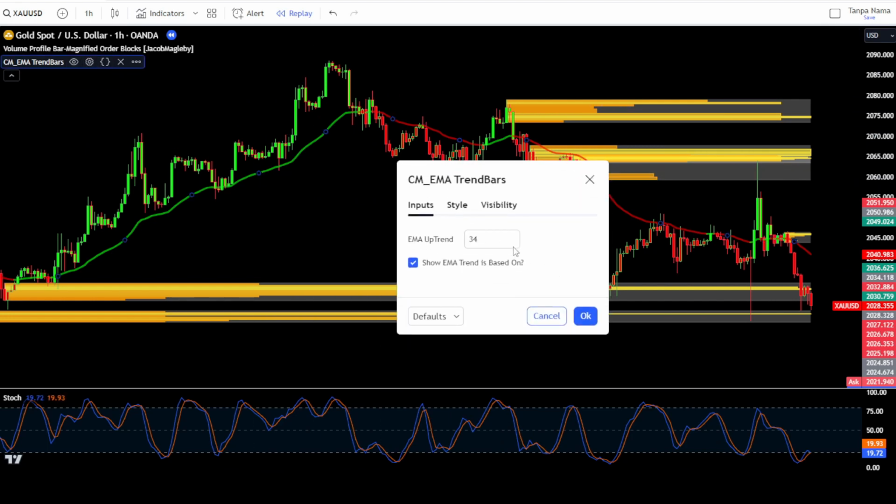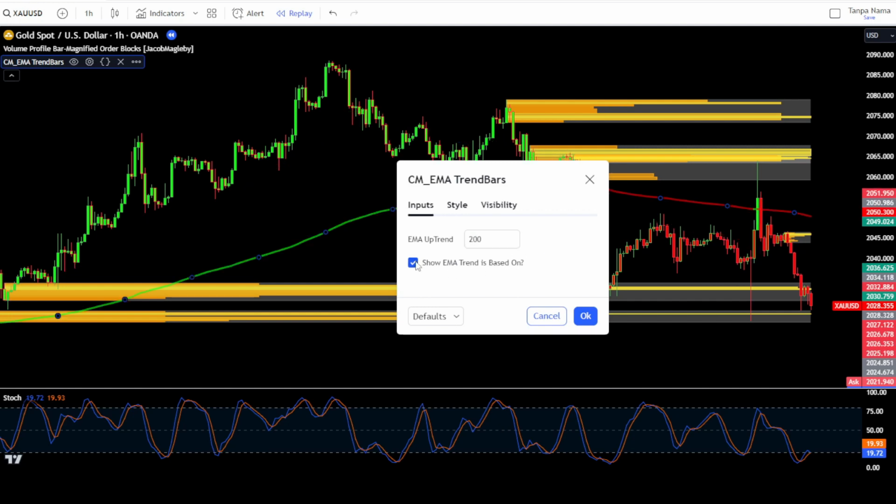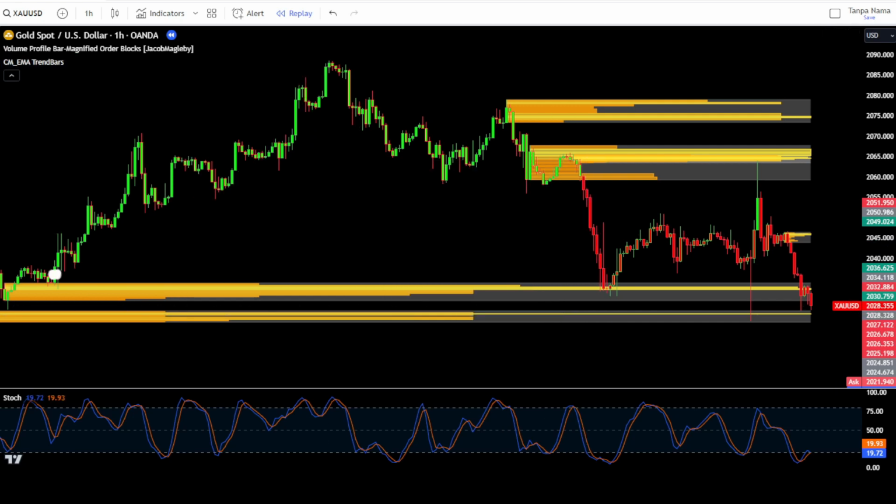In the input tab, set the EMA uptrend to 200, then remove the checkmark on show EMA trend is based on. After that, click OK. If the candlestick is green, it indicates a bullish trend. Meanwhile, if the candlestick is red, it indicates a bearish trend.